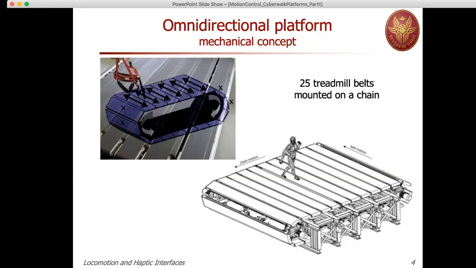So, how was the platform, the final platform design? We have seen in the introduction that the idea of a torus treadmill was already there, developed by the laboratory of Professor Iwata at Tsukuba University in Japan, and also some other researcher in the US, more related to some military end user. So the idea of having, in fact, a number of treadmills mounted on top of a chain that provides the missing direction of motion. So this idea was already there, but within the CyberWalk project, we improved in many aspects the mechanical design.